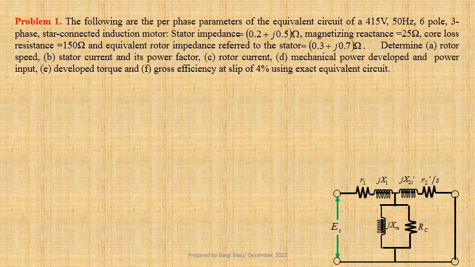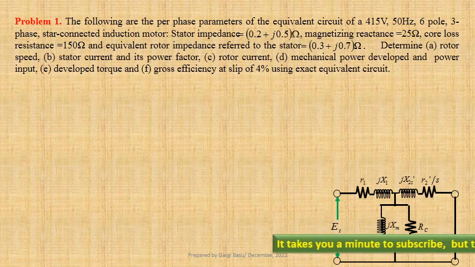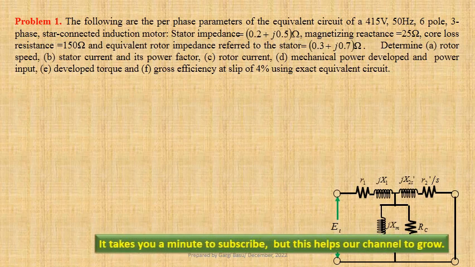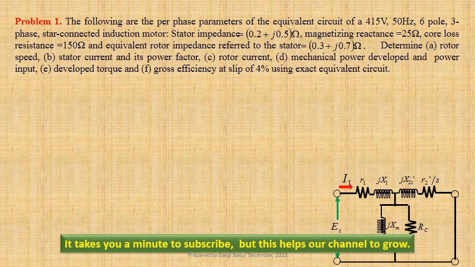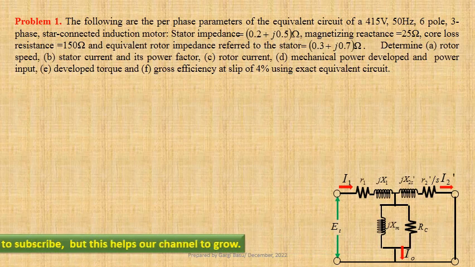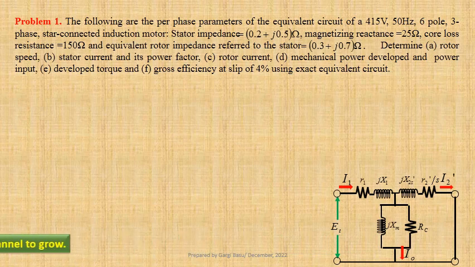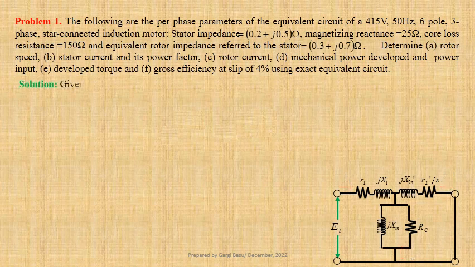Using the exact equivalent circuit, we have to calculate rotor speed, stator current and its power factor, rotor current, mechanical power developed and power input, developed torque and gross efficiency at a slip of 4%. Let us first write down the given data.